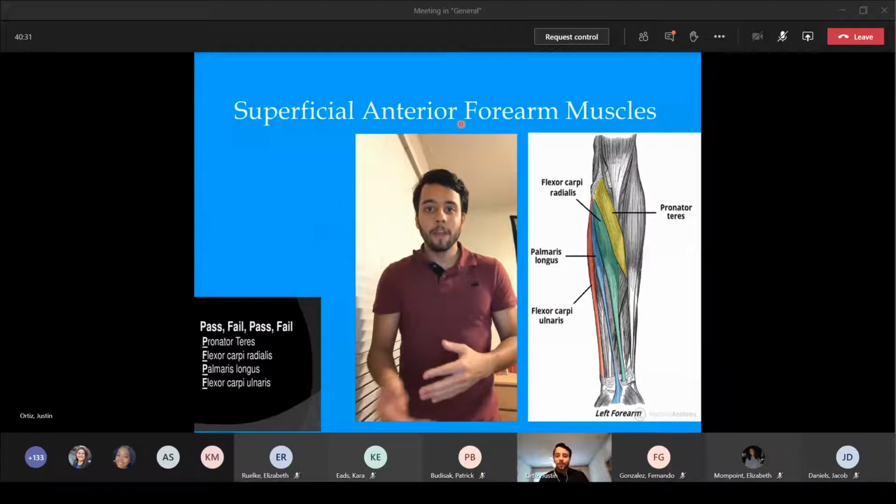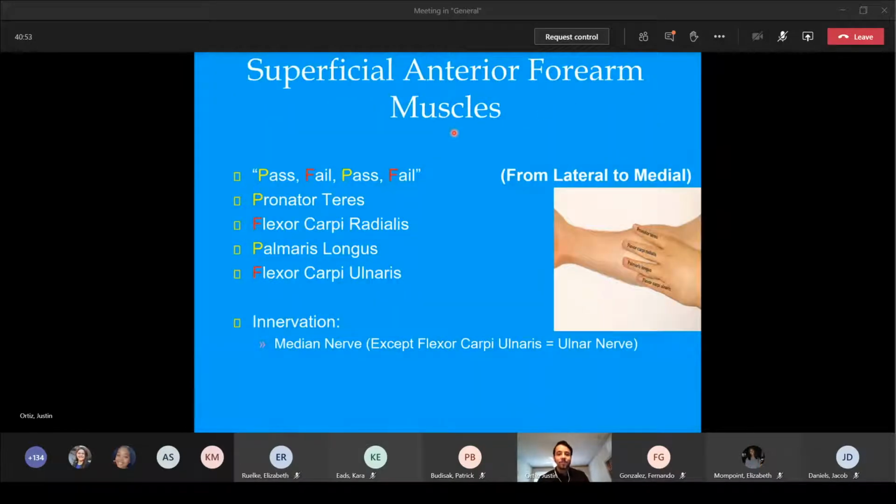So for the superficial anterior forearm muscles, super important. Remember, you're going to have pass, fail, right? So like we said, I did the same thing. You could have just followed me in the video. You're going to have pronator teres, flexor carpi radialis, palmaris longus, as well as flexor carpi ulnaris, right? So here they are going to be located right here. And here's a little summary slide for that, right?